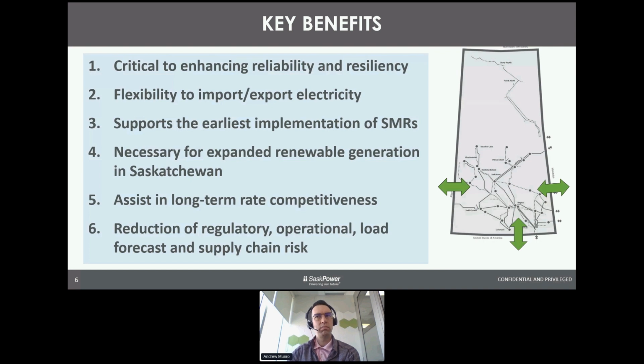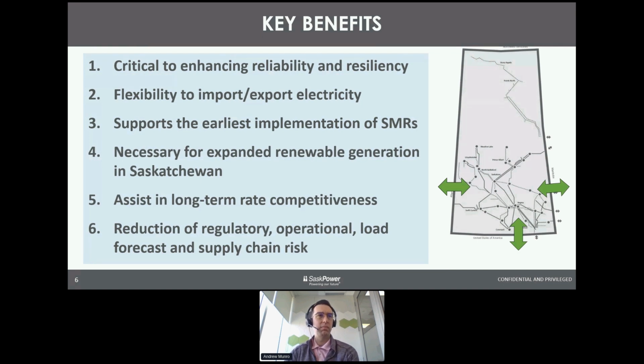So we change that timing difference from, in that example, 55 minutes down to 10 minutes, so we can have more flexibility. We can manage our system better and make sure that we operate in a reliable and cost-effective way that will help keep rates competitive.